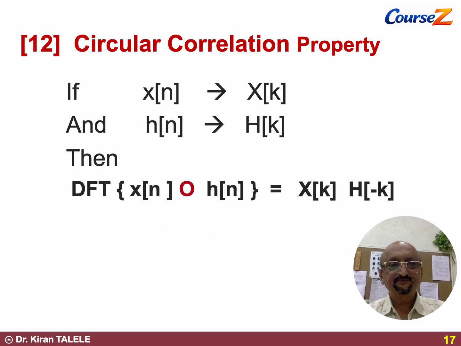Correlation property. DFT of x of n correlation with h of n equals X of k into H of minus k.